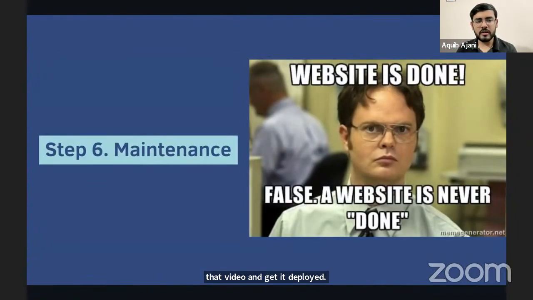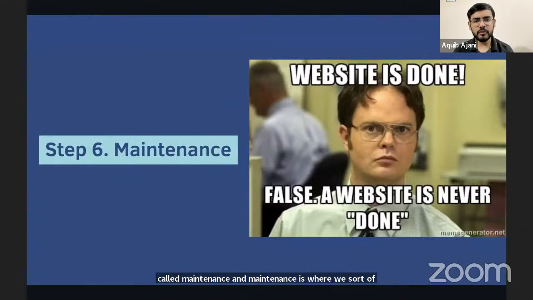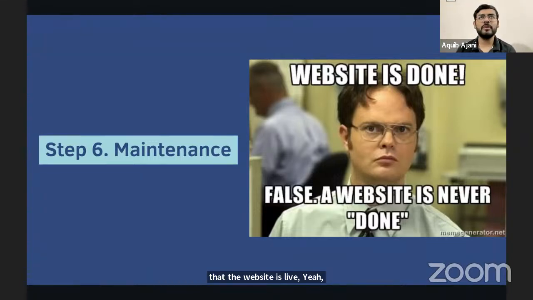Once the deployment is done, the final step is called maintenance. And maintenance is where we sort of take care of the website. This is where we figure out that, okay, now that the website is live, we try to identify issues on the website. We try to add new features to it. We try to make changes or modifications to existing features, etc. So that's the maintenance part of it. Because typically, when we start working on a website, it is never really complete. There is always something that is missing.